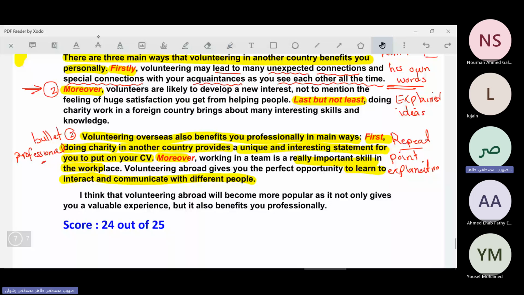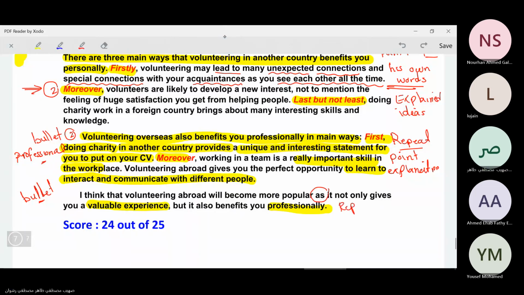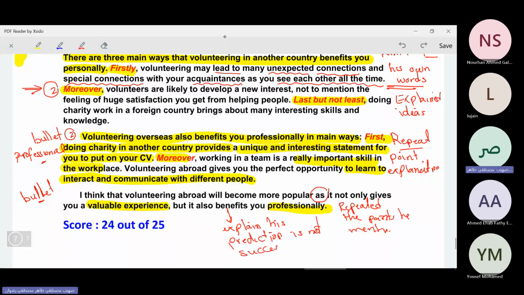Look at bullet point 3 and how the student wrote here. He said, I think that volunteering abroad will become more popular. He mentioned one point, as it not only gives you valuable experience, this is similar to the one he mentioned before, but it also benefits you professionally. Also, he repeated the point he mentioned before. It means the student here didn't explain the third bullet point, which is his prediction, successfully. For this reason, he scored 24 out of 25. By the way, this is an excellent score.